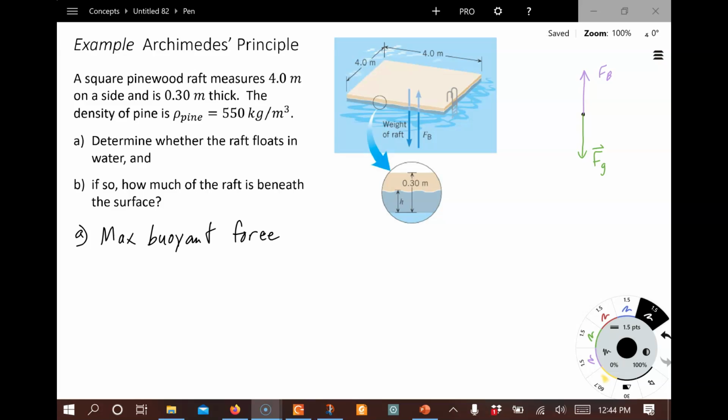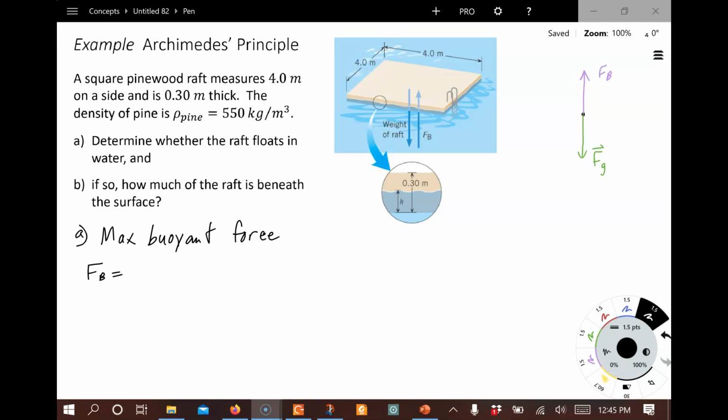So Archimedes' principle tells us that the buoyant force, FB, is equal to the weight of the water that's been displaced by the raft entering the water. Now, the maximum buoyant force you get is if you push the entire raft into the water. Imagine if you have a beach ball at a swimming pool. If you try to push it down, the further you push it into the water, the more it wants to push back up with force, right?